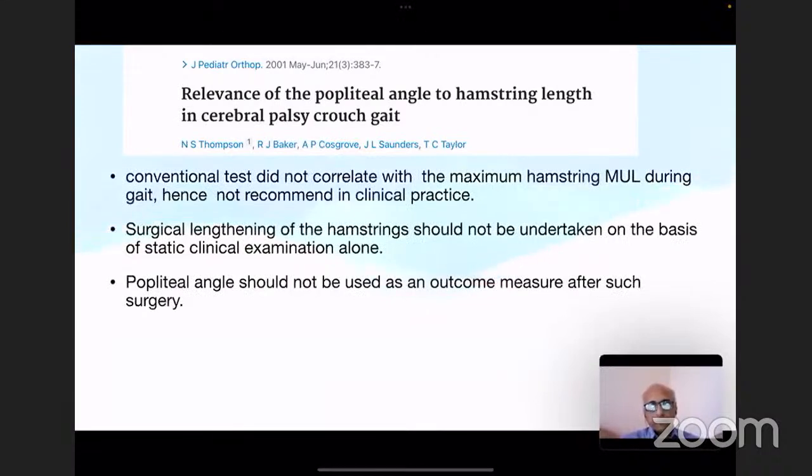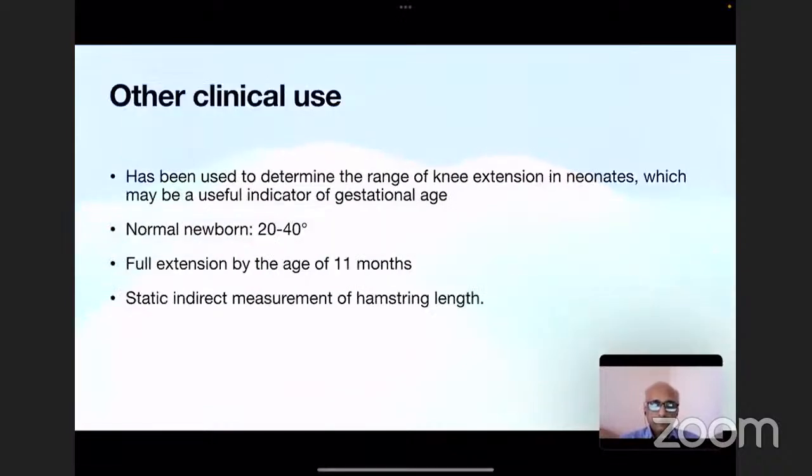It also concluded that conventional tests did not correlate with the maximum hamstring musculotendinous unit length during gait. Hence, it is not recommended in clinical practice. Surgical lengthening of the hamstring should not be undertaken on the basis of static clinical examination alone, and popliteal angle should not be used as an outcome measure after hamstring lengthening surgery.